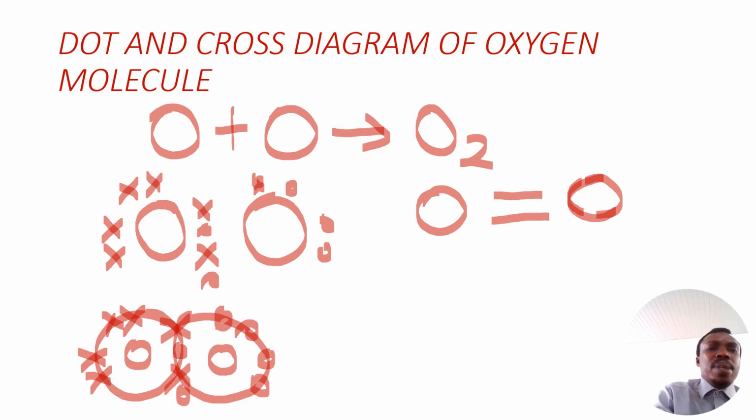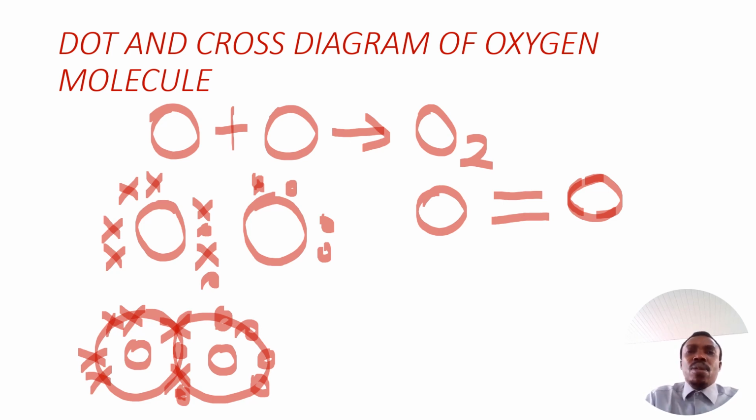So each of them has completed what, their octet state. So 1, 2, 3, 4, 5, 6, 7, 8. Each of them has completed their octet state. They have attained the noble gas configuration. So this is an example of a double covalent bond, whereby each of the atoms contributes 2 electrons for the bond formation. The double bond is an indication that each oxygen atom contributes 2 electrons for the bond formation.